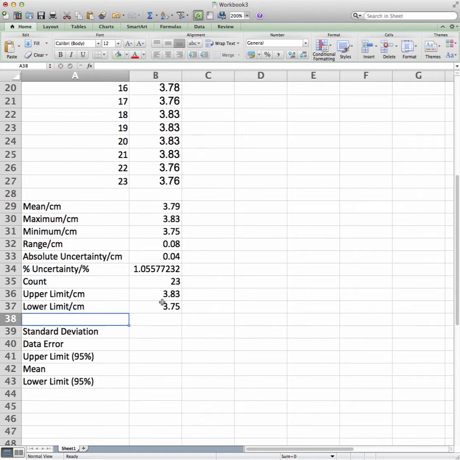So what this is saying is that based on the data we have in computing this, our upper limit is 3.83, and our lower limit is 3.75. You notice those happen to agree exactly with the maximum and the minimum. When we calculate them, they may not come out the same, but basically the meaning is the same, that we are looking from the smallest to the largest values.